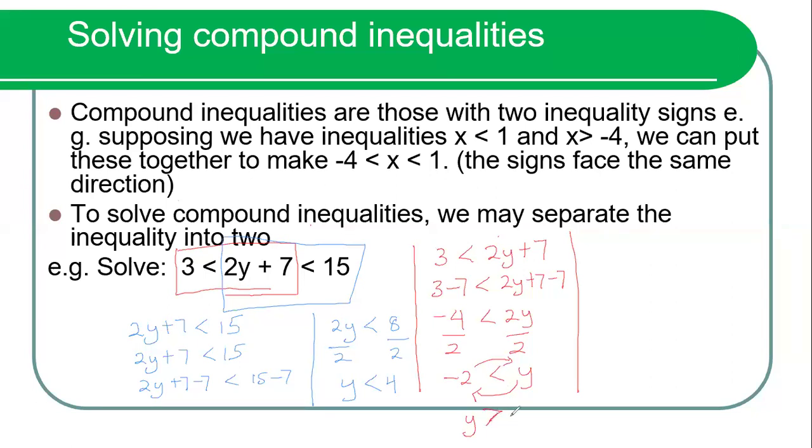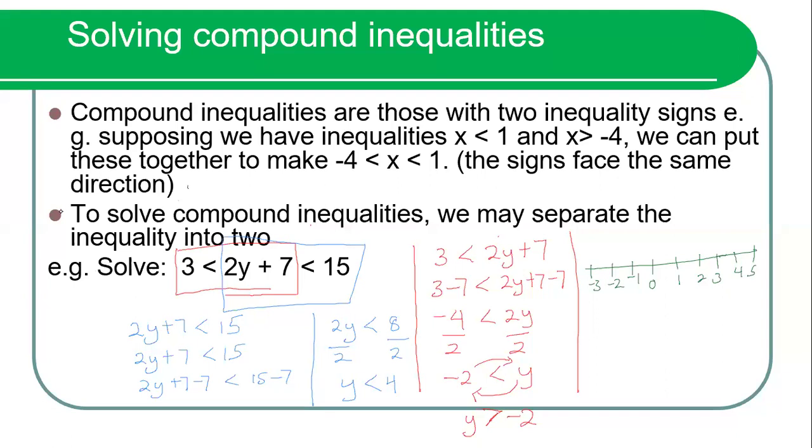So it will be y greater than negative 2. Now, what are you going to do? You are going to use the number line to understand this better. This is my number line: I have 0, 1, 2, 3, 4, 5, then negative 1, -2, -3. Now, when you look at the first one, it's telling us that y must be less than 4.